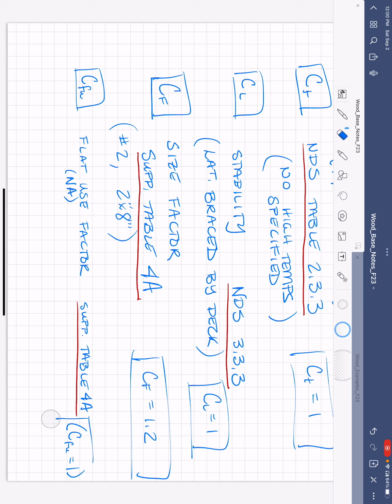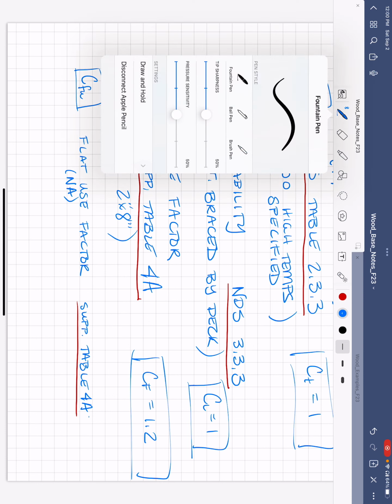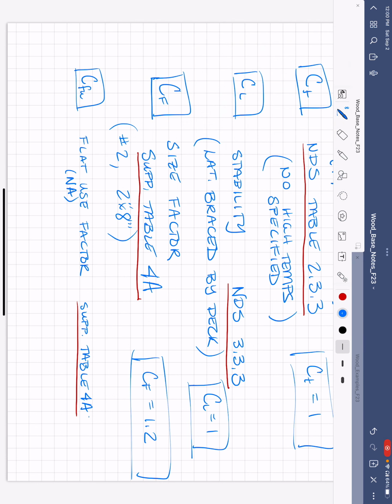Actually, why it's doing that. C sub FU equals 1. Okay, make sure you've got that copied down. Next, we'll move into C sub I and finally C sub R. So I'm going to go ahead and go to the next page of engineering paper here.